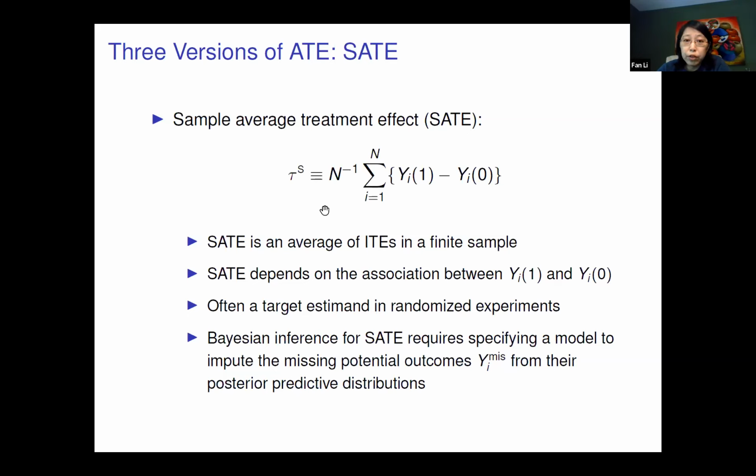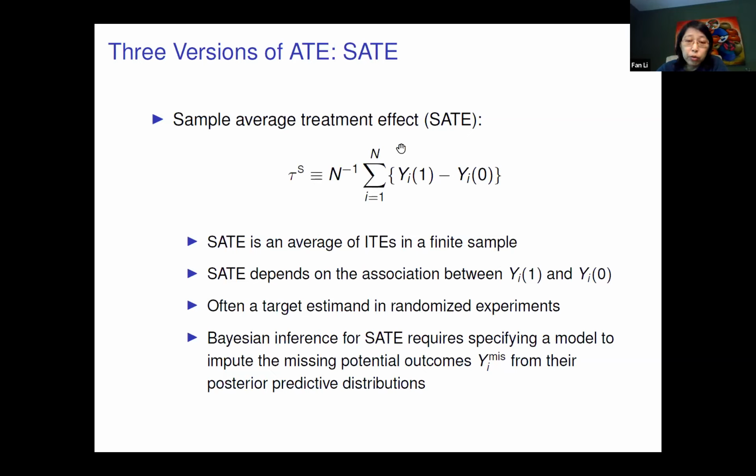Strictly by definition, the sample average treatment effect (SATE) is just the average of the ITE in a finite sample. Because both Y1 and Y0 are in this, it actually depends on the association between Y1 and Y0. This is often the target estimand in a traditional randomized experiment.